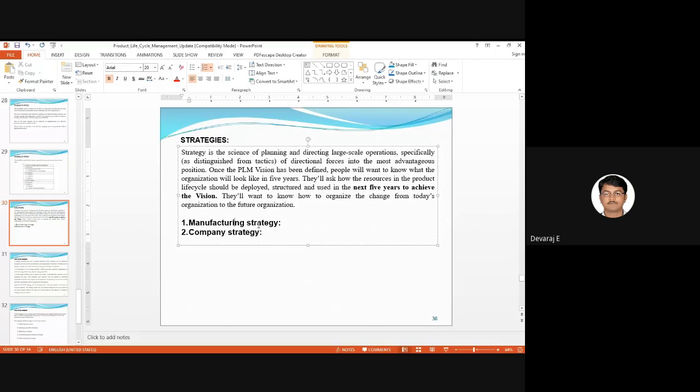One is manufacturing strategy, in the sense of manufacturing of products. To manufacture the products, what type of strategy will you be using? And company strategy is regarding that product. Regarding the technology, what type of technology will you be adding to the product? Those things will come under company strategy.